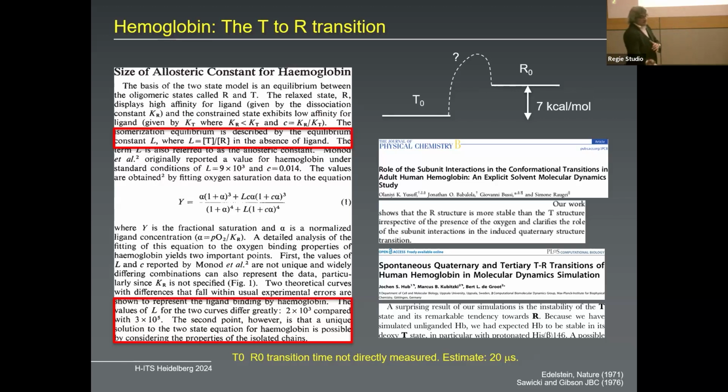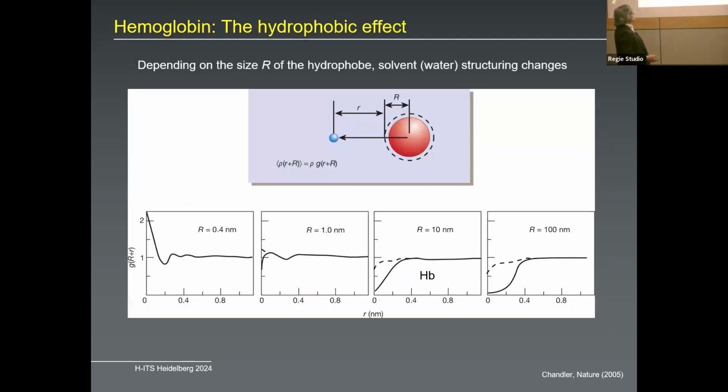And then there are the MD simulations, which consistently say our work shows that the R structure is more stable than T. The surprising result is the instability of the T state, its tendency towards R. So this was just found and stated as a fact. And so Martin's question was, what can we do about it? And we tried all kinds of changes to the force field. Maybe something is wrong with the iron parametrization.